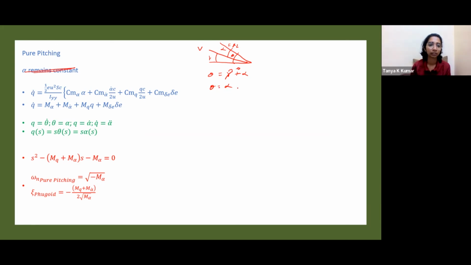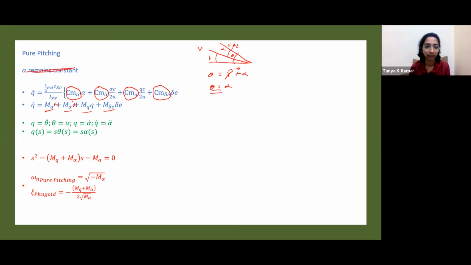Using this approximation, we have the pitching moment equation here. These are non-dimensional terms: Cm alpha dot, Cmq, and Cm delta E. Now M alpha dot, Mq, M delta E are all dimensional derivatives. They have dimensions, they are not non-dimensional, because they have this half rho v square sc by Iyy. So half rho v square sc by Iyy into Cm alpha is M alpha. So this should have M alpha dot. Now we take the pitch rate to be same as theta dot, and we know theta is alpha.